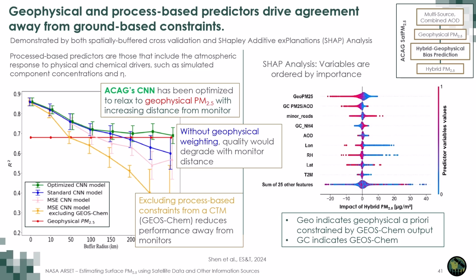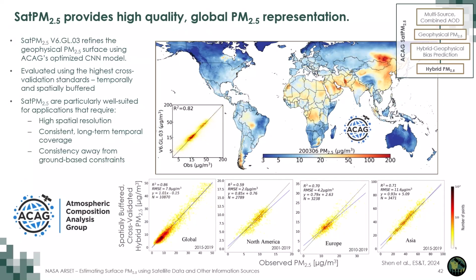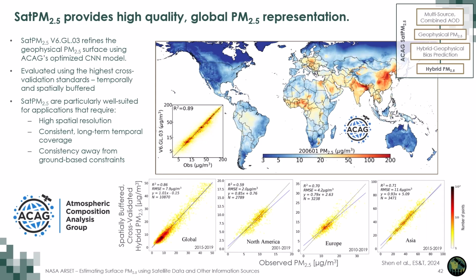As you can see, the process-based predictors and the geophysical PM2.5 itself rank as the most influential predictors, again highlighting the limitations that would be present in a more purely statistical approach that didn't build upon a physically sound framework. And lastly, the results. Here, these figures are briefly cycling through the global monthly hybrid geophysical PM2.5 dataset that we're proud to produce and pleased to make publicly available.